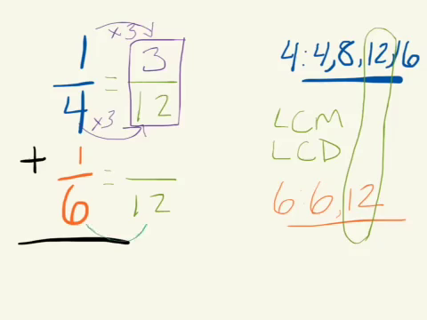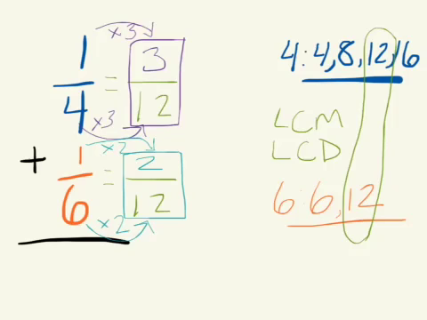To get from 6 to 12, what did we do? 6 times what is 12? 6 times 2 is 12. And whatever we do to the denominator, you have to do to the numerator. So we will also multiply our numerator times 2. And 1 times 2 is 2. So we've got 2/12. Now we have an addition problem that we can actually do.